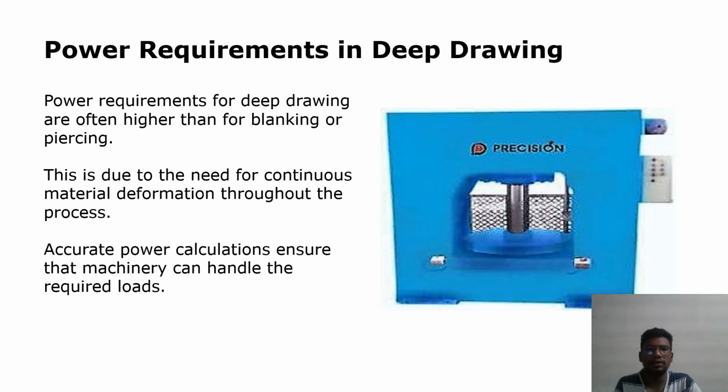Power requirements in deep drawing. Power requirements for deep drawing are often higher than for blanking or piercing. This is due to the need for continuous material deformation throughout the process. Accurate power calculations ensure the machinery can handle the required loads.